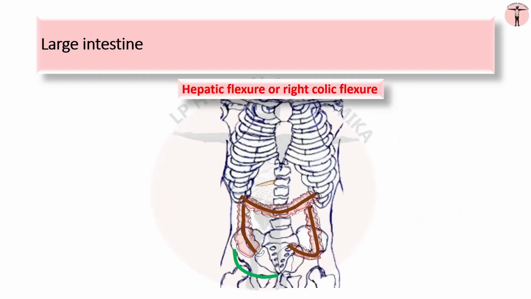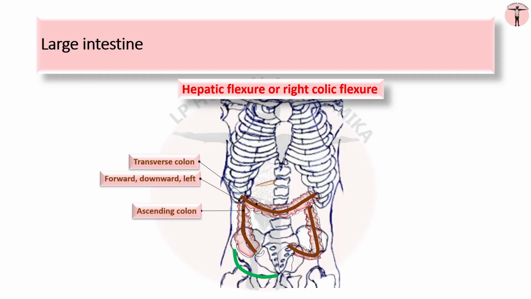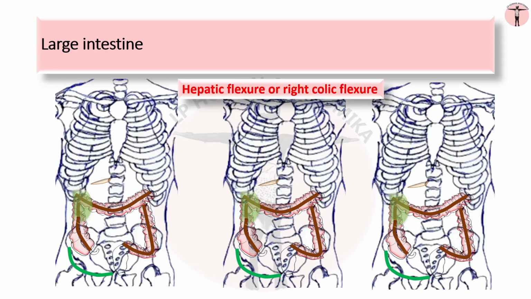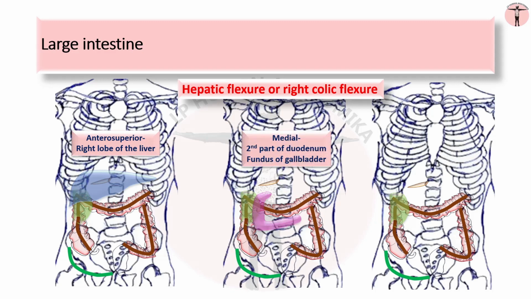Right colic flexure or hepatic flexure lies at the junction of ascending and transverse colon. In between the two parts of the colon, it bends forwards, downwards, and to the left. It lies in the right lumbar region, 2.5 centimeters below transpyloric plane and 10 centimeters to the right of median plane. It is covered with peritoneum. Anterosuperiorly, it is related to inferior surface of right lobe of liver, medially to second part of duodenum and fundus of gallbladder. Posteriorly, it is non-peritoneal and related to lower pole of right kidney.